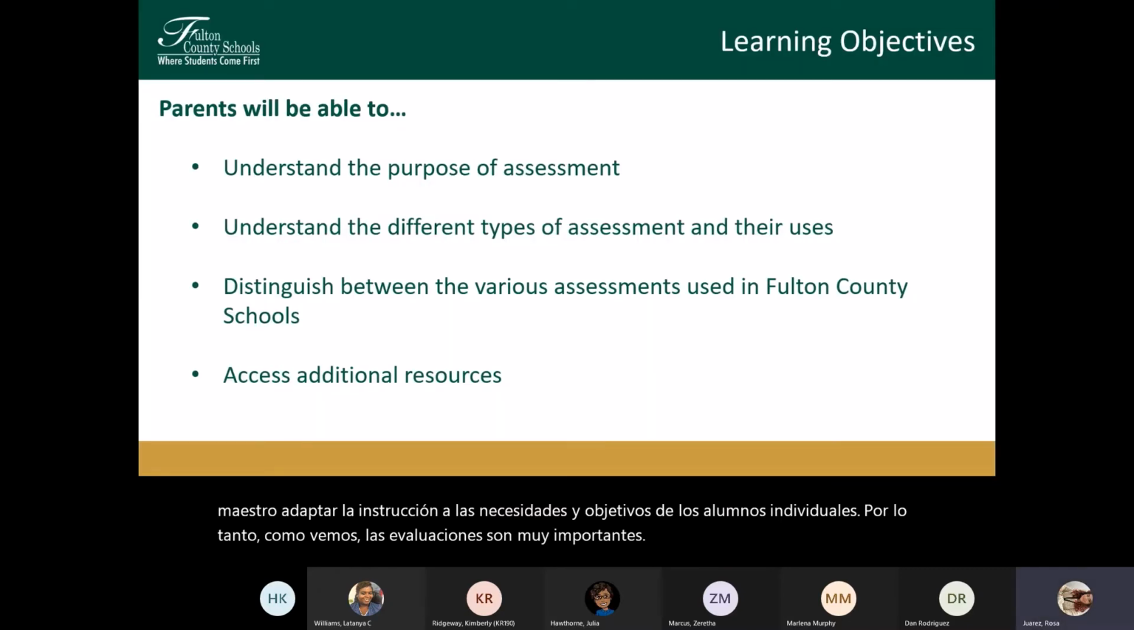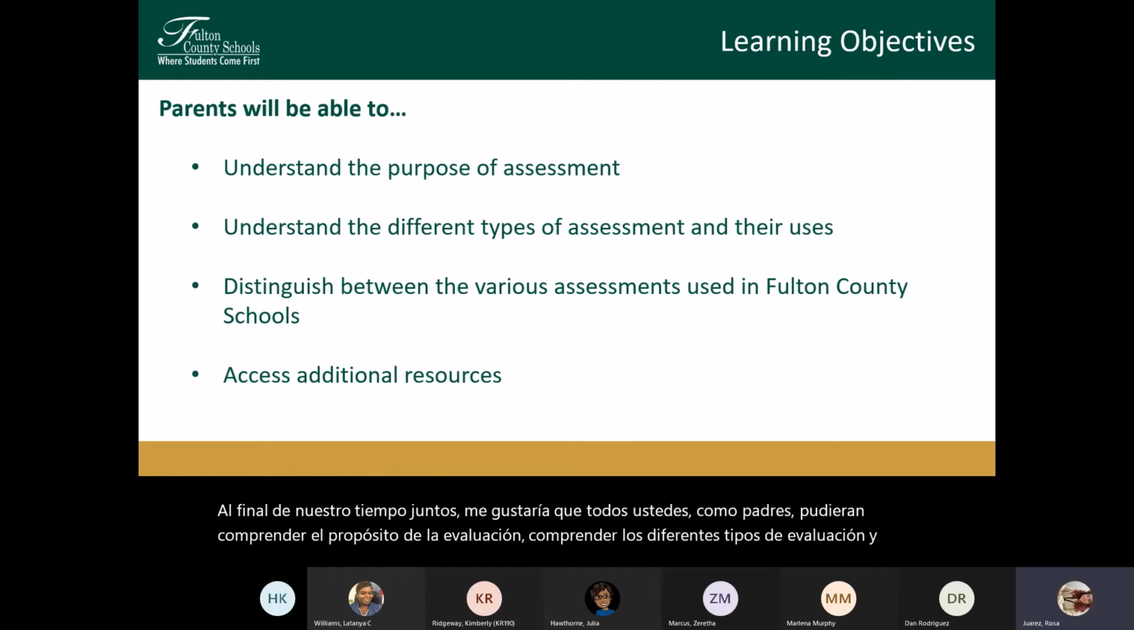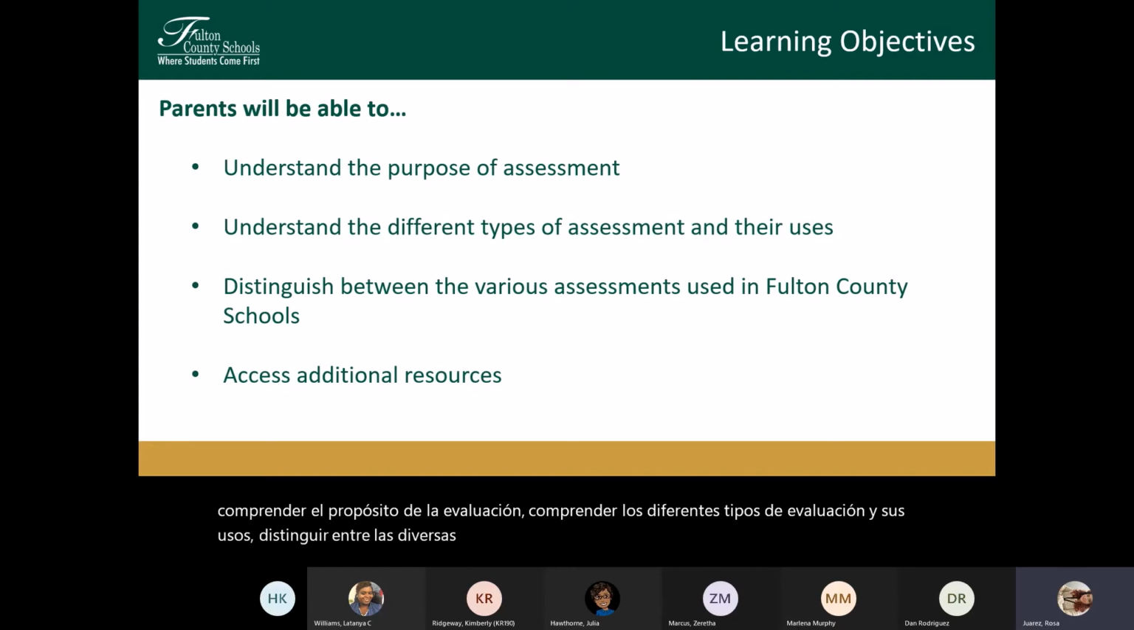By the end of our time together, I would like for you all as parents to be able to understand the purpose of assessment, understand the different types of assessment and their uses, distinguish between the various assessments used here in Fulton County Schools, and access additional resources to support you after this session is over.